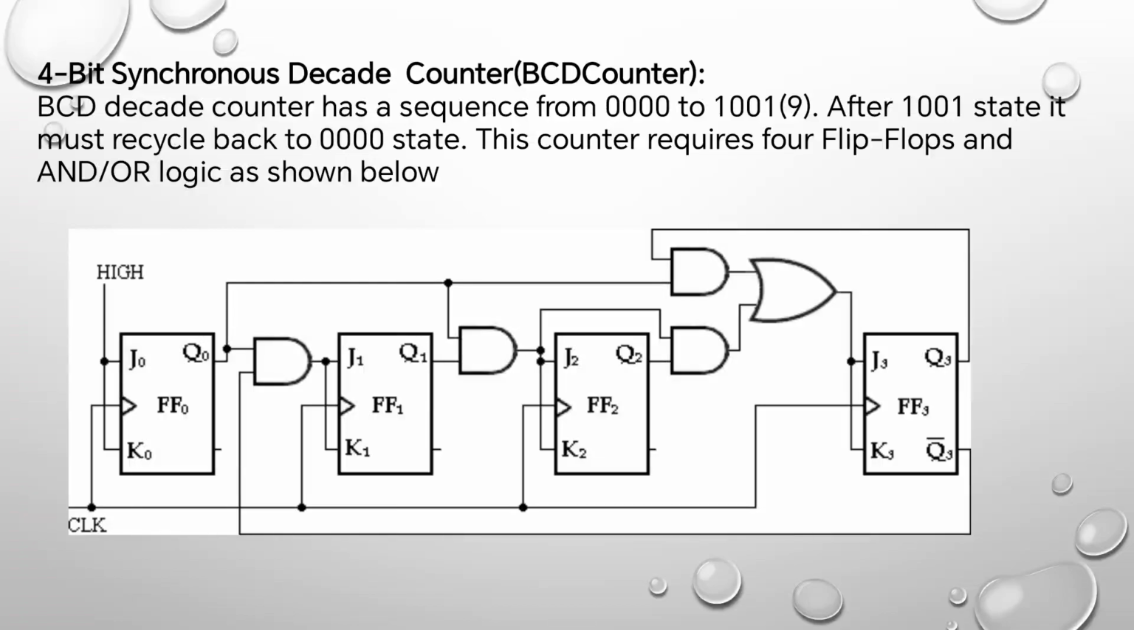4-bit synchronous decade counter, that is, BCD counter. The BCD decade counter has a sequence from 0000 to 1001. After the 1001 state, it must be recycled back to the 0 state. This counter requires 4 flip-flops and an OR logic gate as shown below.